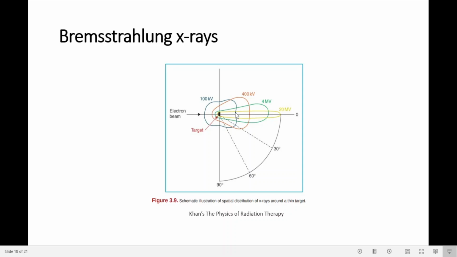As the kinetic energy of the electrons increases, the direction of X-ray emission becomes more forward oriented. So we can see that at 400 keV, 4 MeV, 20 MeV. When we get to 20 MeV, the emission of the X-rays is pretty much straightforward. Because of that, in megavoltage X-ray tubes, like the ones we use in Linacs, we have transmission type targets in which the electrons hit the target from one side, and the X-rays are generated on the other side.